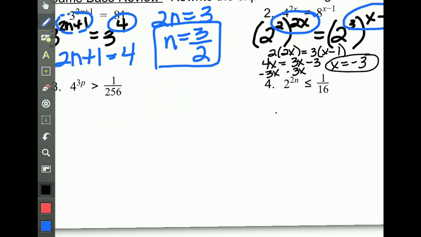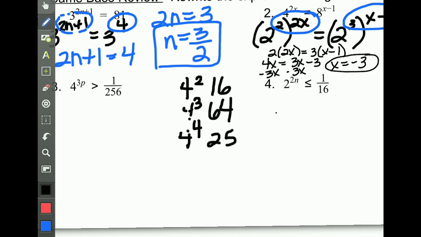Okay, let's change both of these. Number 3, we need to change those bases down to something that's usable. Let's see if 256 is a base of 4. So 4 squared is 16. 4 to the third is 64. 4 to the fourth, I'd be multiplying by another 4. So 60 times 4 is 240, plus another 16 would be 256. So it looks like that is 4 to the fourth power. Because that is a fraction, I know that it's 4 to the negative fourth. That's going to be a negative exponent.